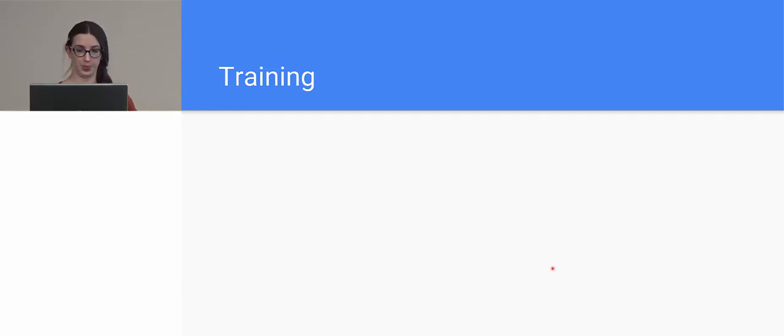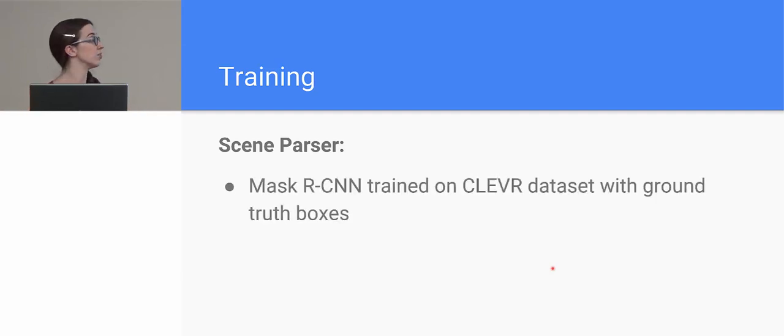Now, how do we train this model? We do it in steps, of course. So in the first step, the authors train the scene parser, which is those 2 CNNs. The first CNN is trained on the CLEVR dataset, and they have ground truth object annotations or ground truth masks to train it on. So that's just a simple supervised training problem.